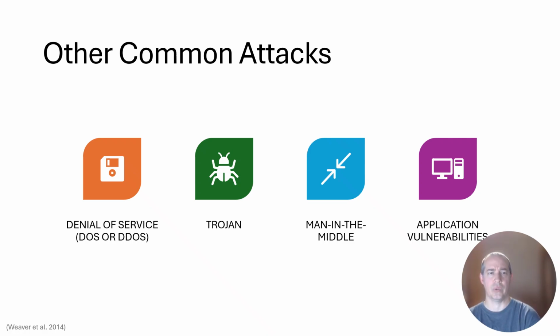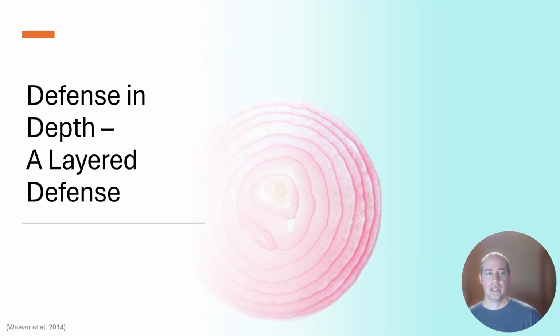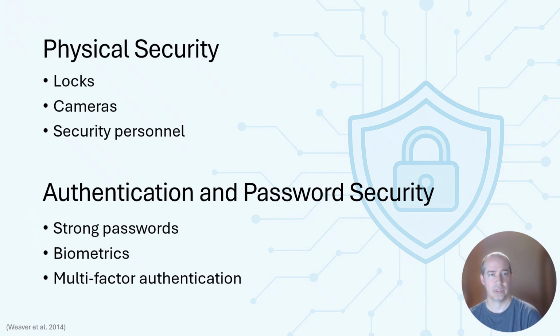But what can we do to protect our networks from all of these attacks? We need a defense in depth, or a layered defense, where if an attacker gets by one mechanism, there's another in place to slow them down or prevent them from getting through, maybe hopefully stop them completely. And what are those? Well, we have physical security like locks, cameras, security personnel.